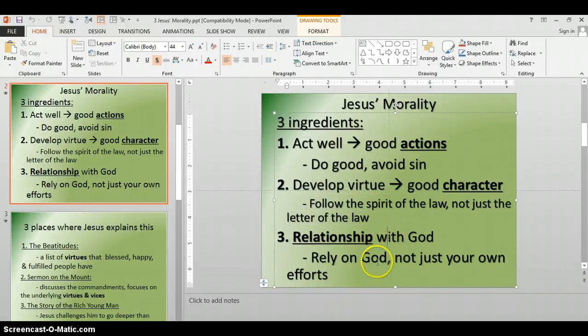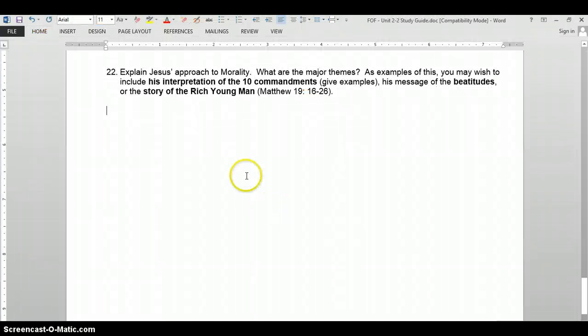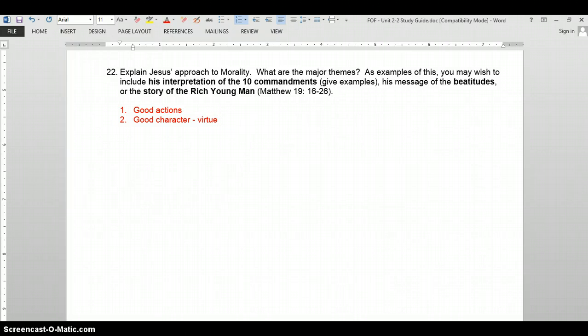And the third one is to have a relationship with God, not just rely on our own efforts, but to rely on God. So those are the 3 things. 1, good actions, good character, virtue, spirit of the law, not the letter of the law, or not just the letter of the law, you could say there, and then relationship with God. Those are the 3 themes.